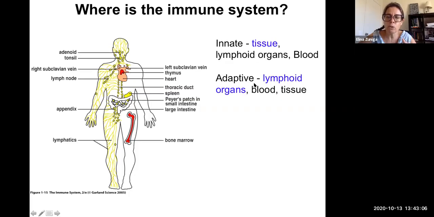The adaptive immune cells are also in lymphoid organs, especially when they are naive, the recirculating lymphoid organs, as we will learn. They are also in blood, in tissues, and they are also in lymph, okay? So they recirculate in the lymph.